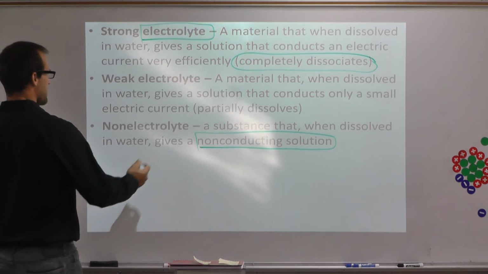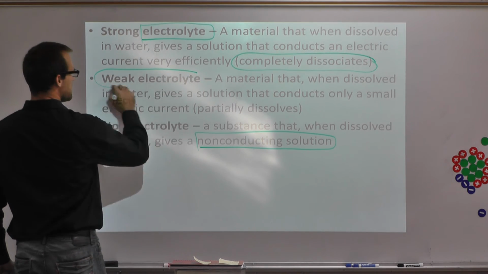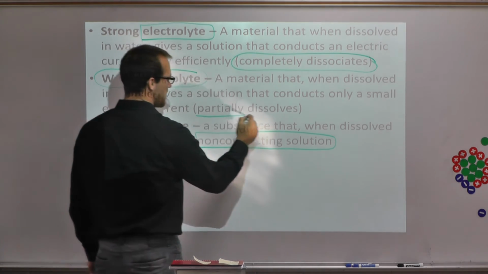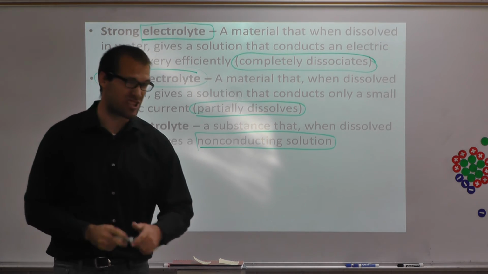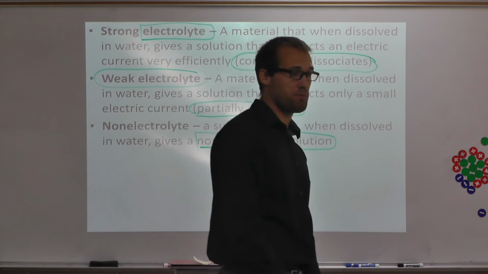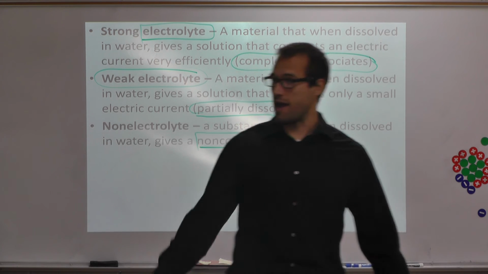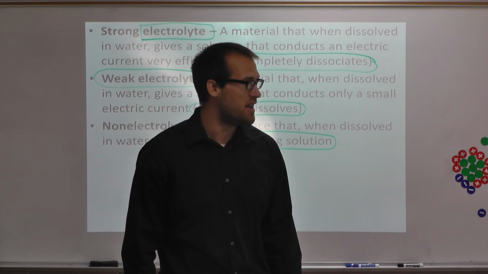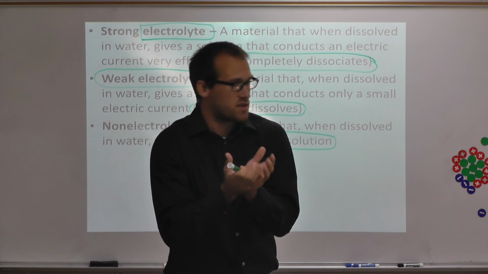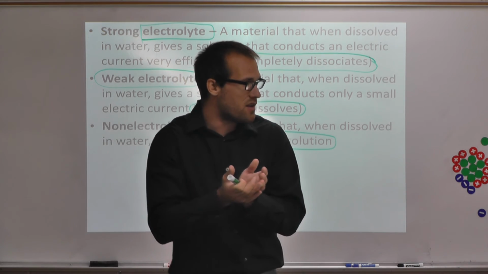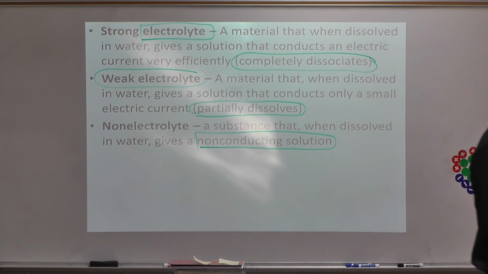Okay? And weak is just in between. This usually is the result of things that only partially dissociate. We will talk about this a lot when we get to acids and bases, because some acids completely dissociate, and some acids only do so partially. So some of them get surrounded but stay in their combined form, and only a small amount of them will break up into ions.